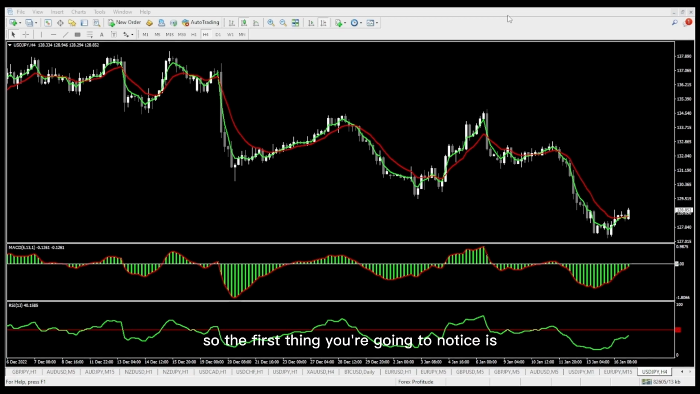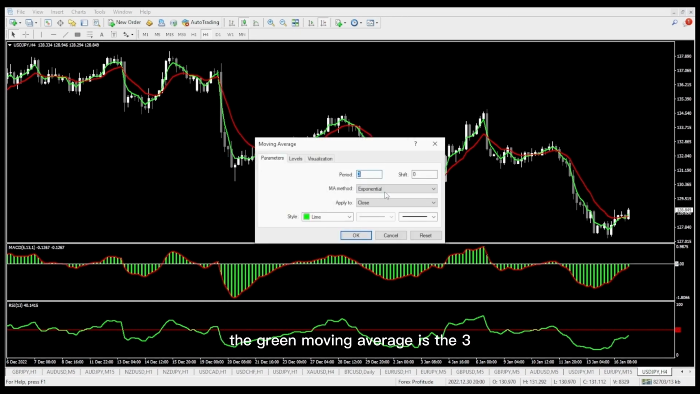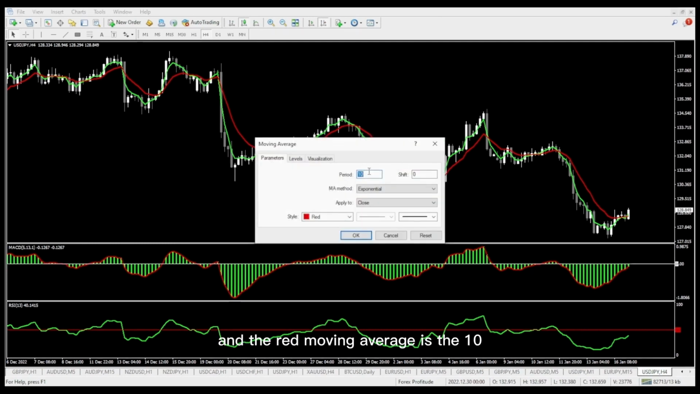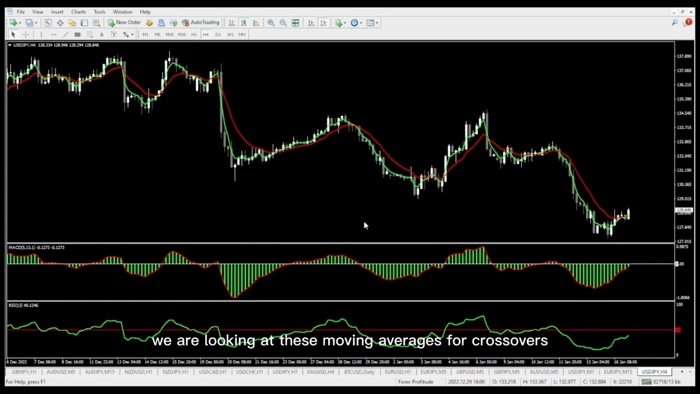So the first thing you're going to notice on the screen, on the chart where the candles are, is two moving averages. We've got a green moving average and a red moving average. The green moving average is the 3-period exponential moving average, and the red moving average is the 10-period exponential moving average. We are looking at these moving averages for crossovers. We want to see that the moving averages either cross up for a buy trade or cross down for a short trade.